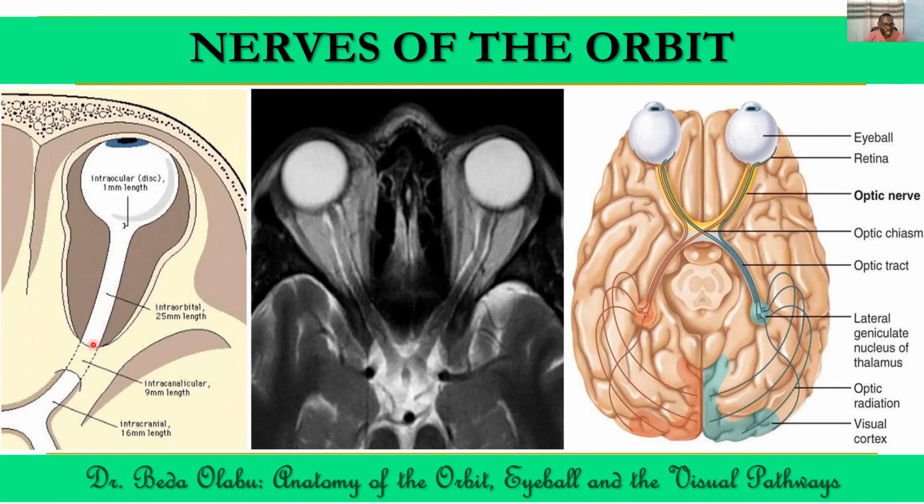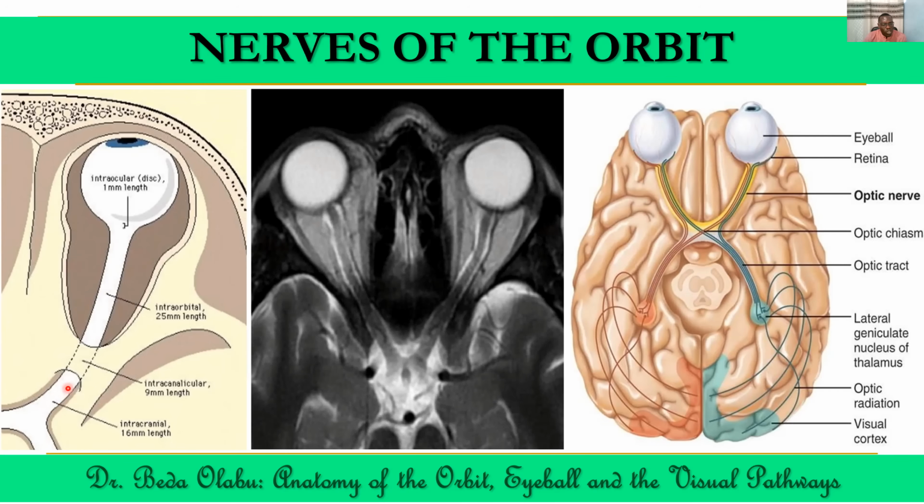The second part, which is the longest part, is the part that is passing through the intraconal compartment of the orbit. We call that the intraorbital part. The third segment is the part passing through the optic canal. We call that the intracanalicular segment. And the fourth and last part is the part that is now within the cranial cavity. We call that the intracranial segment.